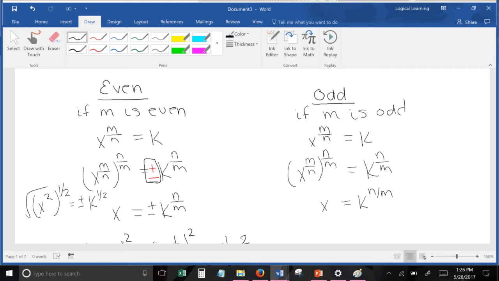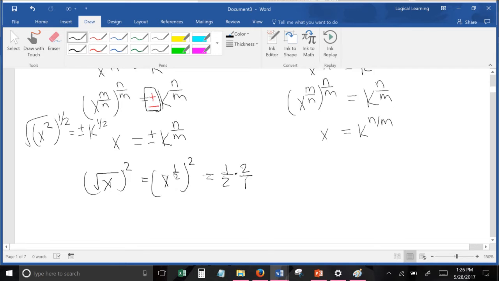So when we deal with odd, we just need to raise both sides to the reciprocal, and we don't have to worry about putting the plus or minus in front. So let's go ahead and take a look at some examples to clarify.